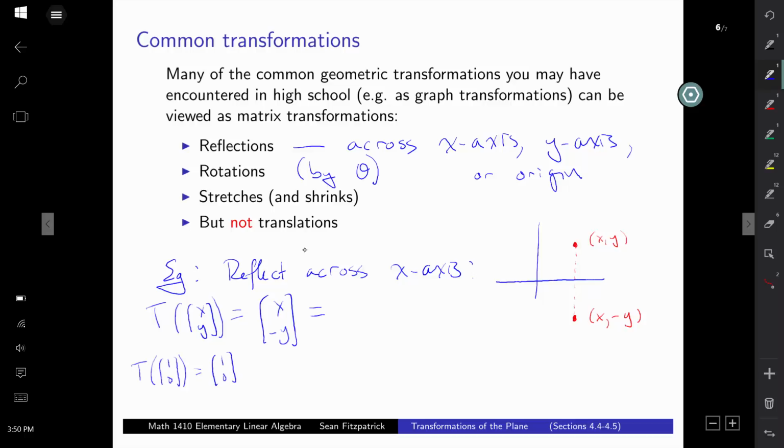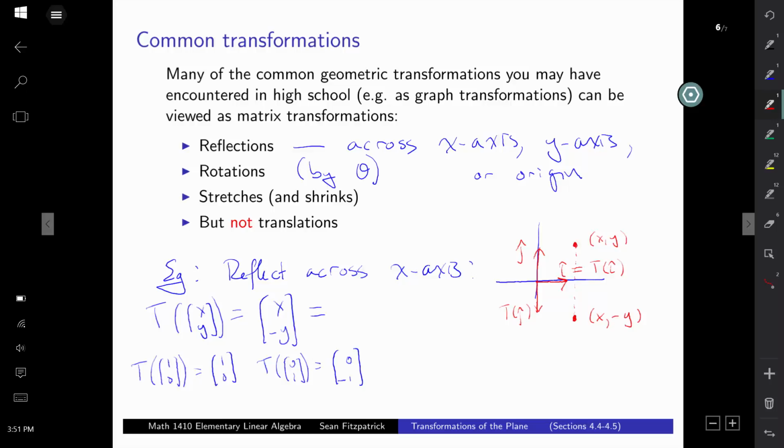Nothing happens to (1, 0). T of (0, 1), well, that's going to become (0, -1), right? We can see that if you draw those in, i and j, and I reflect i, nothing happens because it's already on the x-axis. It's got nowhere to go. But this one, if I reflect, it's going to get flipped over. T of j is down here, right?